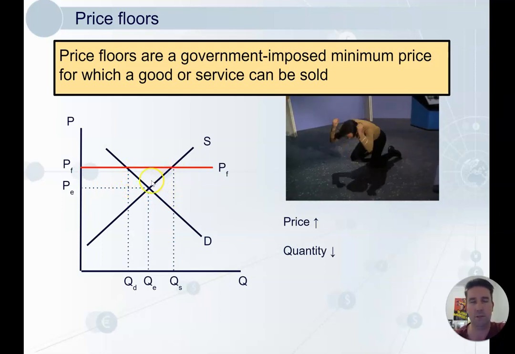In general, we'll look at this a bit more, but there is quantity supplied that's not being bought. So all that will effectively be produced is QD. So quantity will fall from the equilibrium to QD.